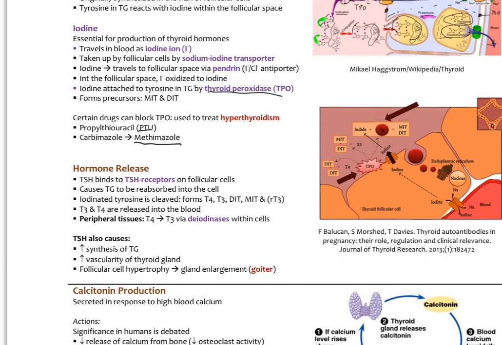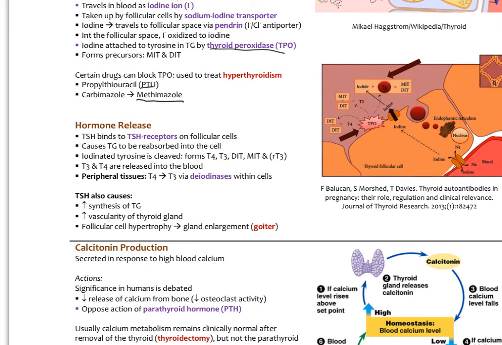Again, to release the hormones, we need TSH binding to the TSH receptors, and that's going to initiate the whole process I just talked about. And then in the peripheral tissues, the T4 via deiodinases will be converted to T3. Now, TSH has other roles than just getting thyroid hormone out of the follicular cells. It also increases synthesis of more thyroglobulin. It also increases the blood flow and the vascularity to the thyroid gland, and it causes follicular cell hypertrophy. And that can lead to gland enlargement, and we call that a goiter. Lots of different causes of goiter, but one could be from excess TSH stimulation.